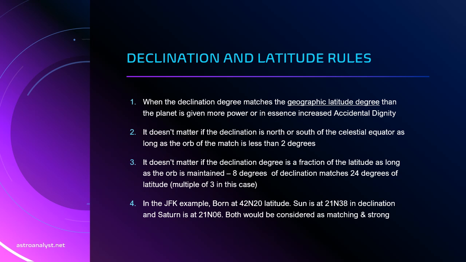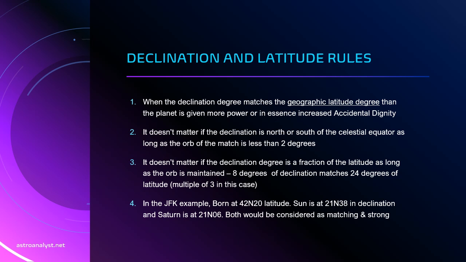The next rule is even stranger, but it works. It doesn't matter if the declination degree is a fraction of the latitude, as long as the orb is maintained. So in this case, we could say 8 degrees of declination matches 24 degrees of latitude, because 8 times 3 is 24 degrees. And if it's within the 2 degrees, so let's say the latitude was 26 degrees, so it would be 24 versus 26, it's still within a 2-degree orb. So that's going to work.